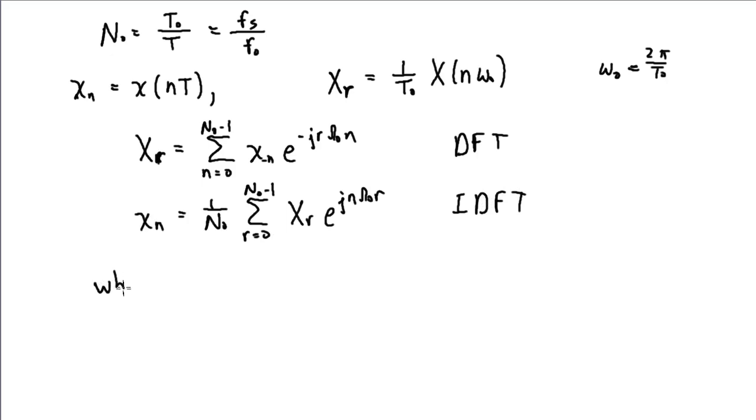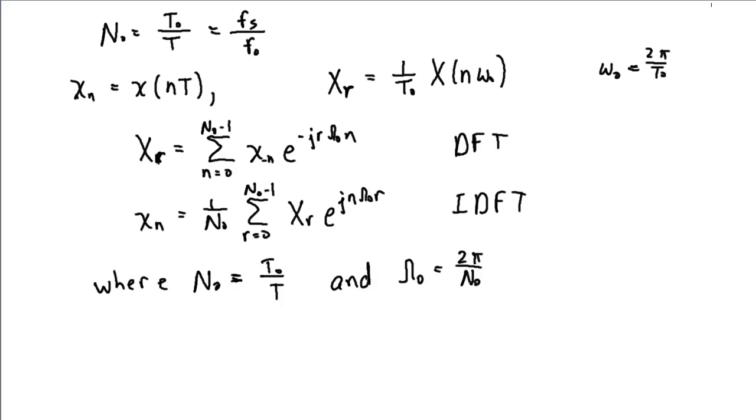where N0 is T0 over T. It's the duration over which I'm taking samples divided by my sample interval, and then the discrete time frequency that appears here, capital omega 0, is just 2 pi divided by N0.